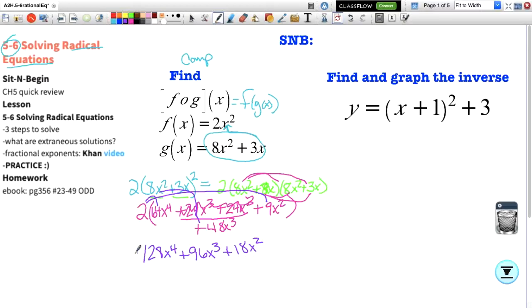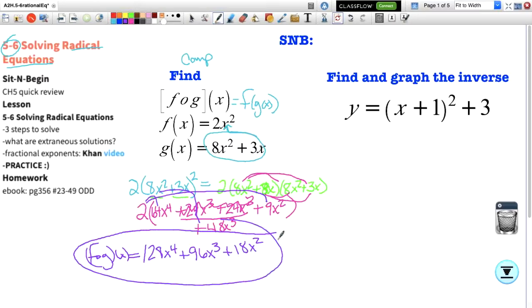And that's my answer. I just need to add my label in front. I did f of g of x, and this is what I got. Boom, there is my solution. Okay? Now I don't have to do the other composition. They didn't ask me to, just this.